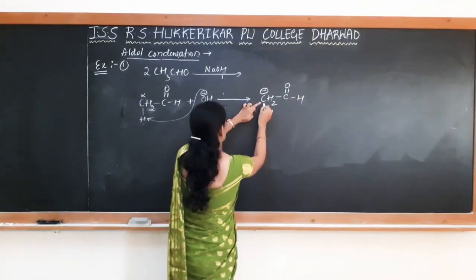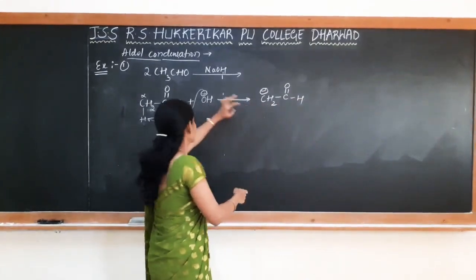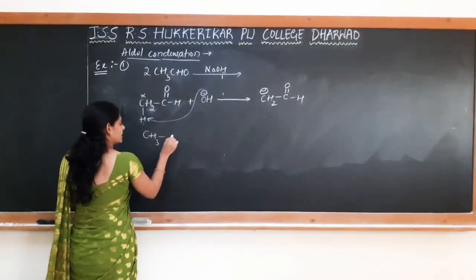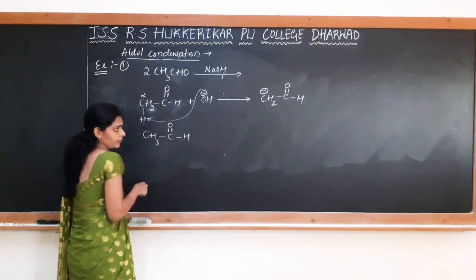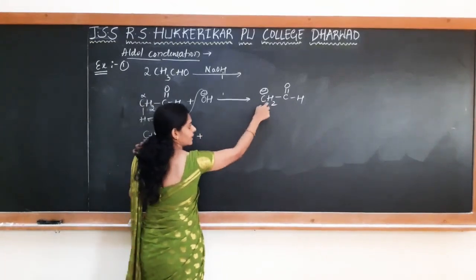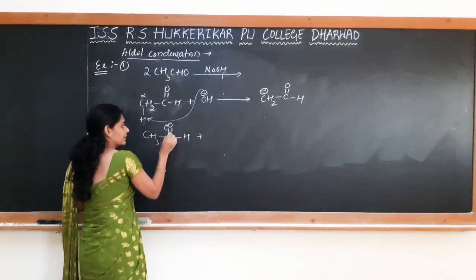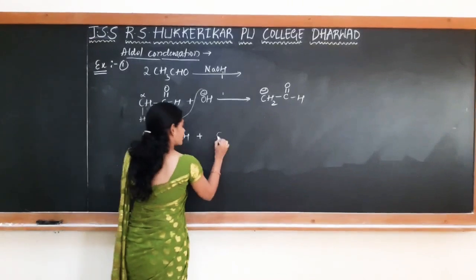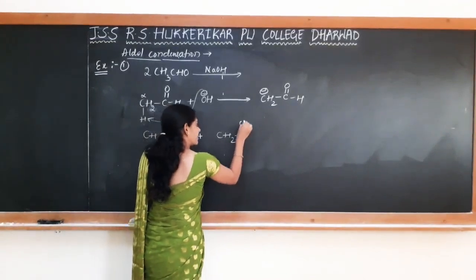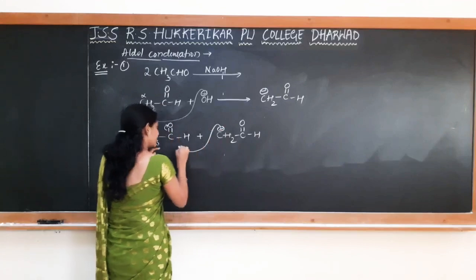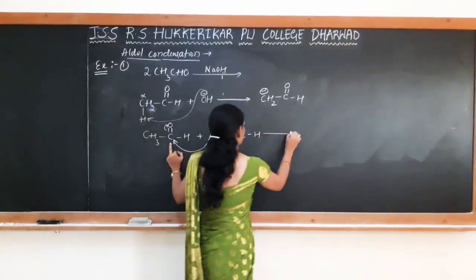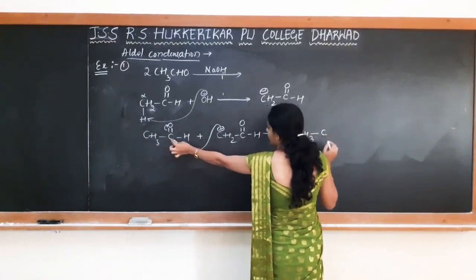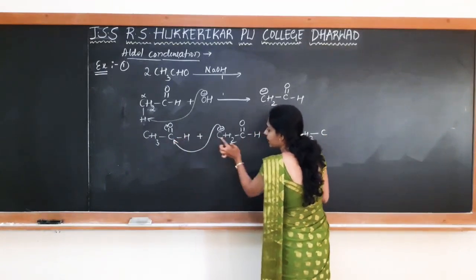Now, this carbanion acts as a nucleophile for another molecule of acetaldehyde. Acetaldehyde, ethanol, is this one, right? Another molecule. Now, this is attacked by the nucleophile. Where does it attack? See, because of this polarity, the carbon becomes electron deficient. So, it is attacked by the nucleophile. So, this goes and attacks here. There is a formation of a new bond between this carbon and this carbon atom.